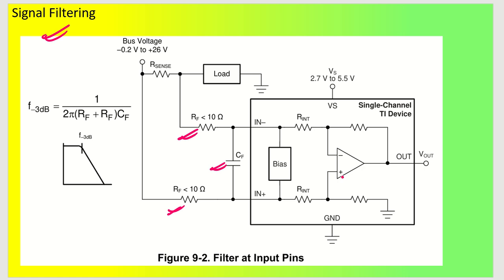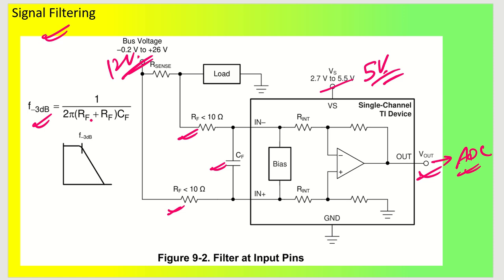Let us say we have 12 volt here, and then we are going to give 5 volt input here. Let me just write it down, 5 volt input, and then we are going to get the output which is going to go to my ADC for your detection. So you can put this filter circuit by designing these particular values. How to design this RF and CF, their formula is there in the data sheet. You can have a look at that and design it.